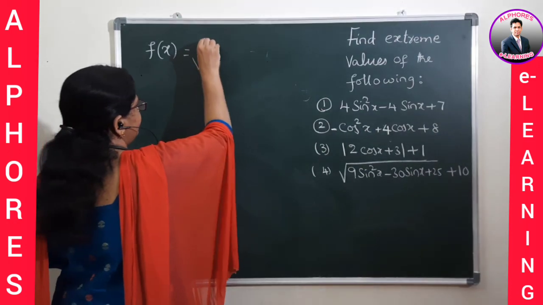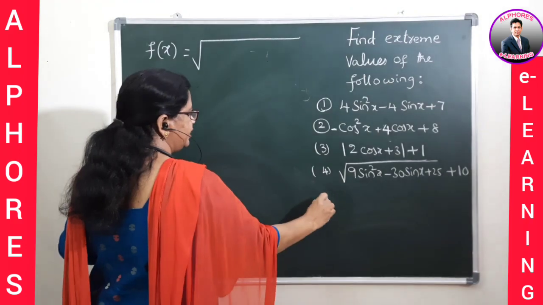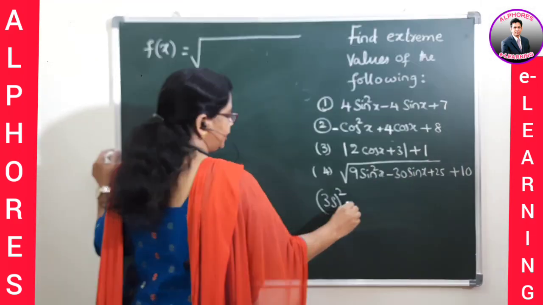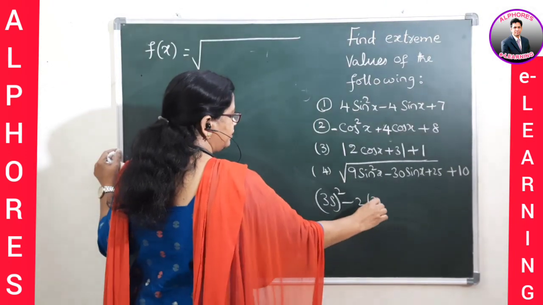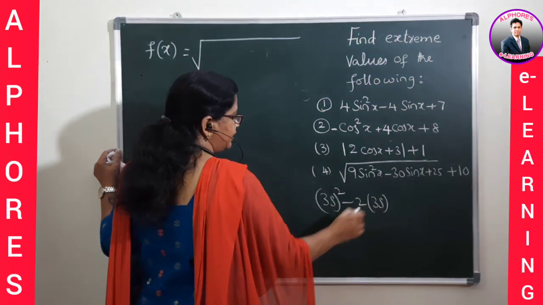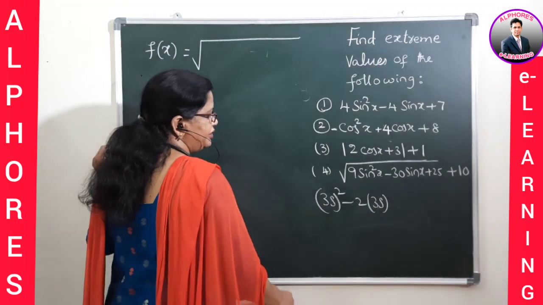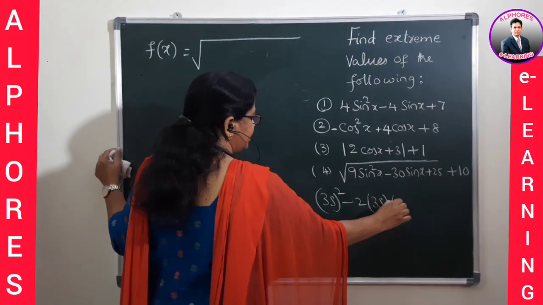Now you can observe clearly, students, this is (3 sin x) whole square. And after that, in 30 I can use here 2 into 3 sin x. And what is the leftover you got? This is 3 into 2. How much is the value? 6. Now the leftover is here 5.